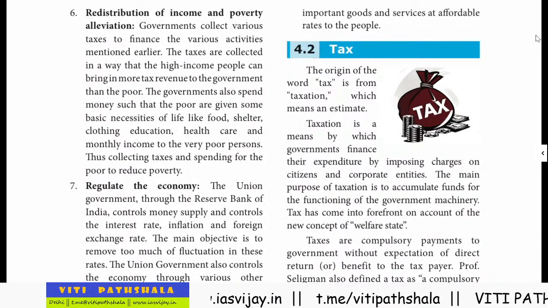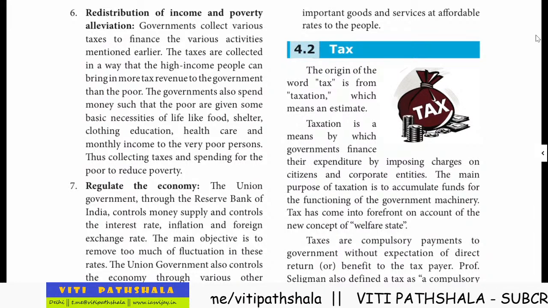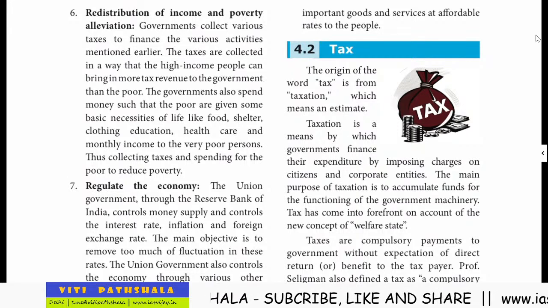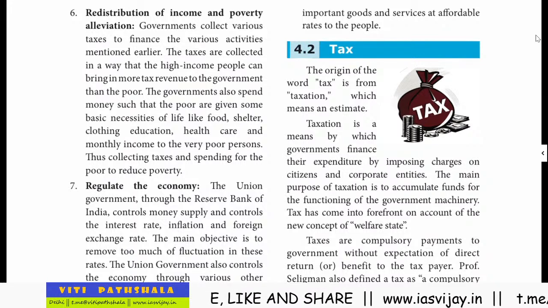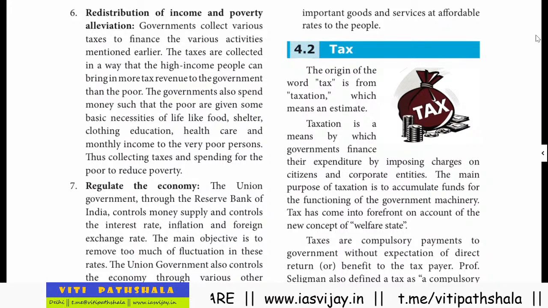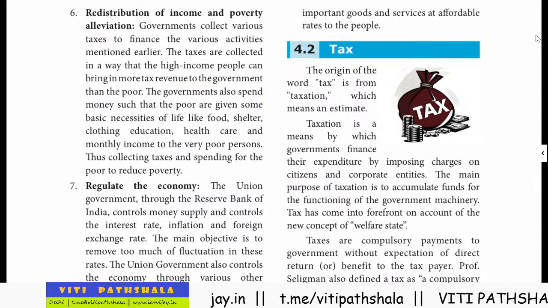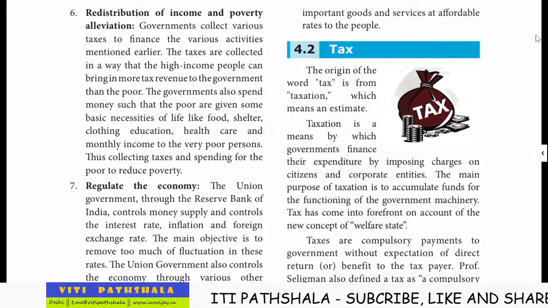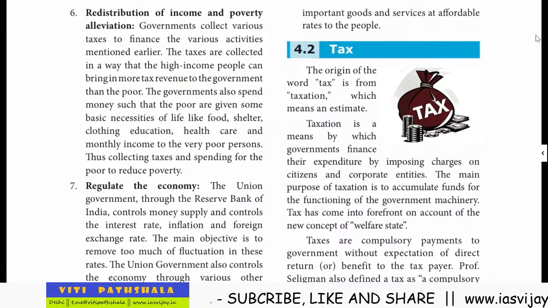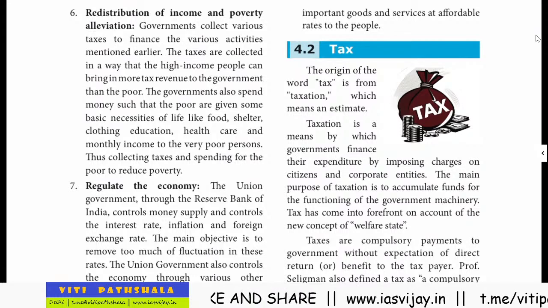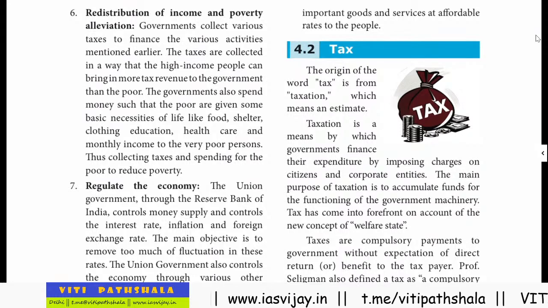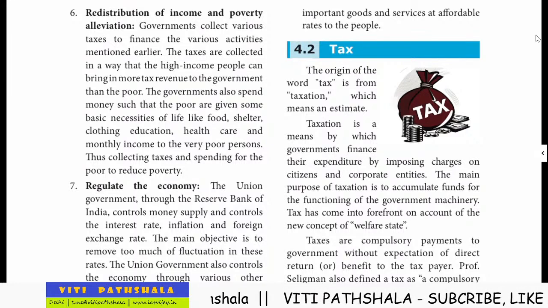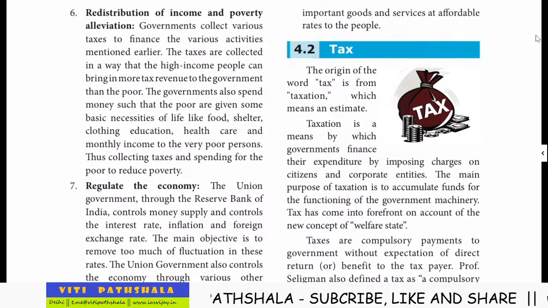Then next comes the redistribution of income and poverty alleviation by the government. An example is your PDS schemes, where food is provided at 1 rupee or 2 rupees. That comes from the tax money that is collected. Now, government collects various taxes to finance the various activities mentioned earlier. Taxes are collected in a way that high income people bring in more tax revenue to the government than the poor. There are some people who are exempted. There is a limit that up to 5 lakh, people are exempted. They don't have to pay taxes. So there are slabs of income. So tax slabs are there.